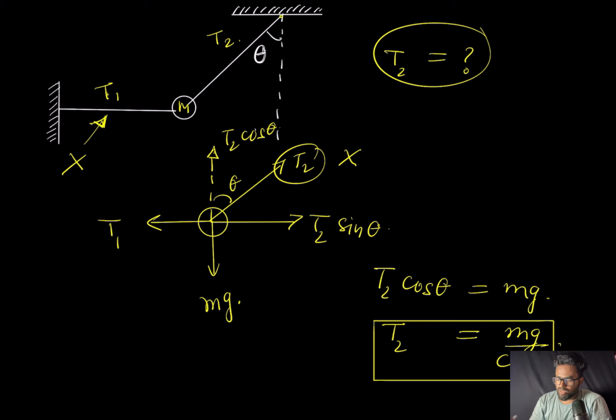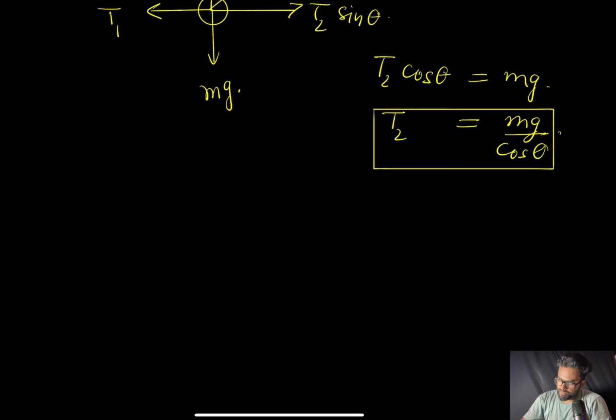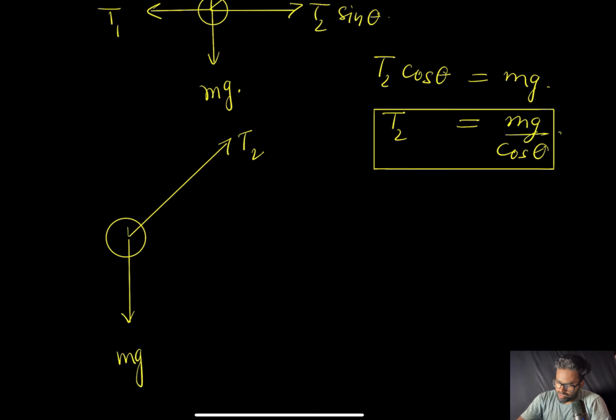Now let's analyze the scenario when we cut this wire number first. So the moment we cut this wire number first, I'll draw the free body diagram again. So our block is here. This is the tension T2 and the downward force is Mg, and this angle with the vertical is theta. Now tension T1 is cut, so that tension is gone. See, what would happen now?